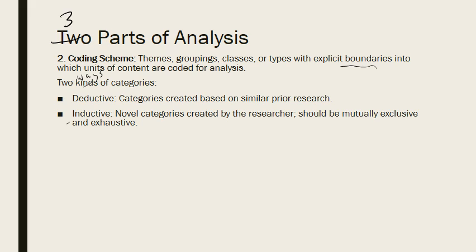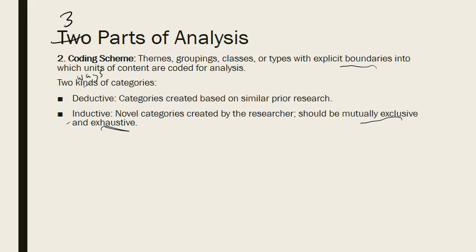Inductive categories go the other way. So these are categories that you create as you look at the data. So these new categories that you create would then have to be discovered, okay? And those categories should be mutually exclusive, meaning that you shouldn't have a tweet that can fall into two categories, and your categories need to be exhaustive. There can't be other tweets that are technically political but were never classifiable, okay?